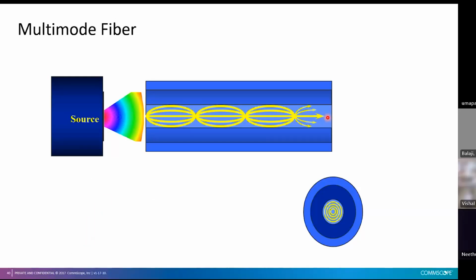So if you see the fiber construction in the multimode, the core will be a 50 micron core. When we say fiber, it is made up of a core and cladding. There are two components: one is a core, and on top of this is the cladding.